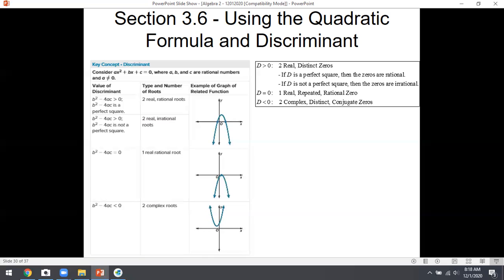Lastly, if your discriminant is less than 0, remember your discriminant is the stuff under the square root, then if the thing under the square root is negative, less than 0, that means you're going to have imaginary stuff and complex answers.